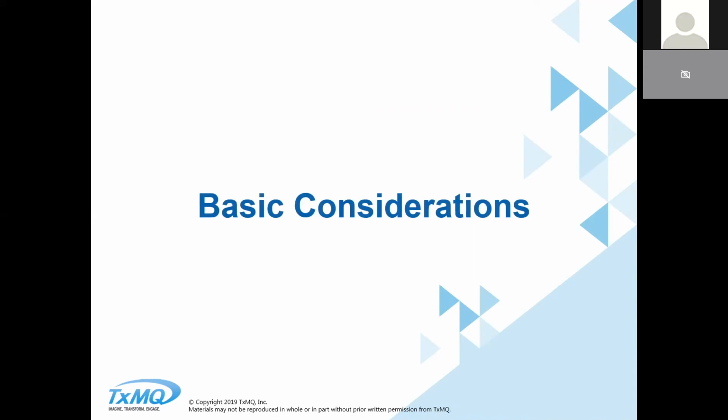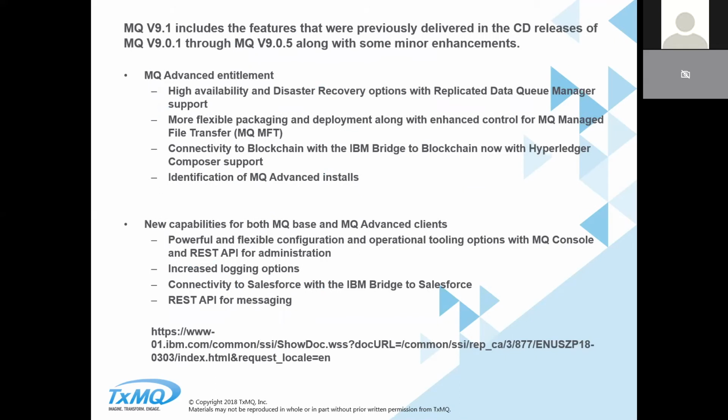For basic considerations, the one wordy slide that I really have here, I just want to bring up up front with MQ 9.1, and this comes directly from IBM as the source, that includes features that were previously delivered in the CD release, continuous delivery release, and I'll explain a little bit about that shortly, of MQ 9.0.1 through 9.0.5, along with some minor enhancements. As part of the MQ Advanced Entitlement, that comes with high availability for disaster recovery options with replicated data queue manager support, also more flexibility in packaging and deployment with enhanced control of MQ MFT, just to cover a few of those things.